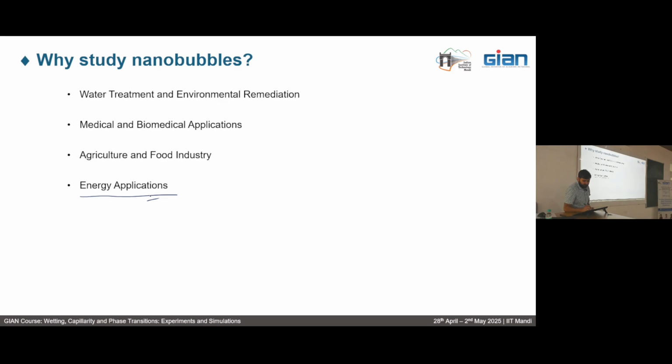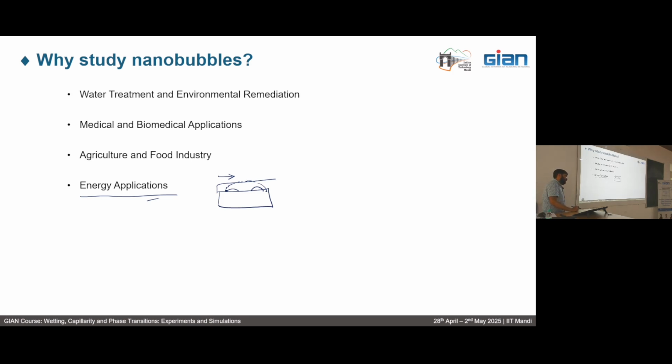Let's suppose that we have a surface. On this surface, there may be some nanobubbles, and if a liquid film is receding on that surface, then these bubbles try to pin the liquid film, which might lead to the formation of microdroplets here. So that is also one application of nanobubbles.